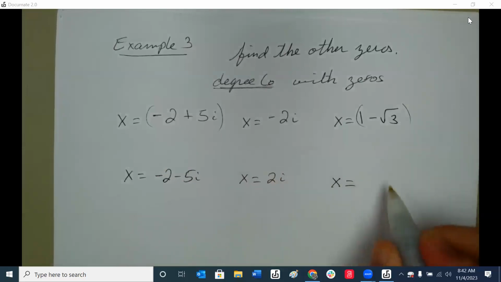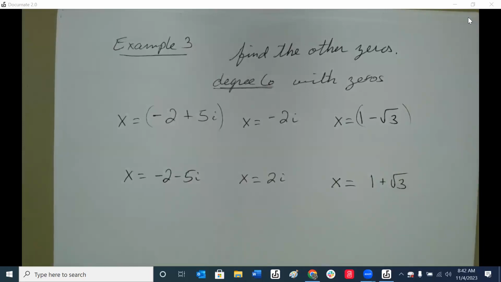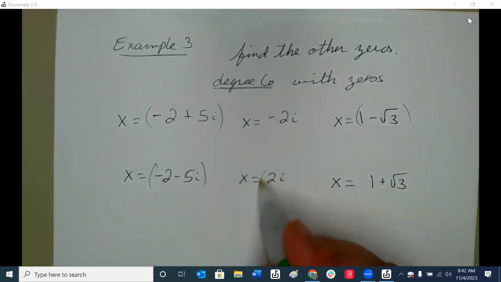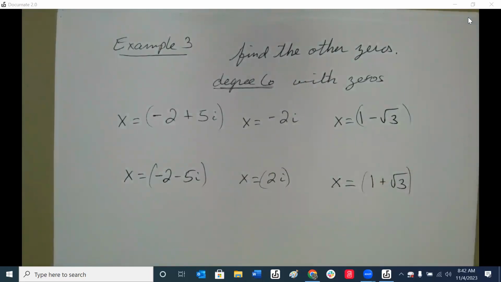Positive 2i. Very good. And the one assigned to the radical, 1 plus radical 3. Right, and those are the conjugate pairs. Those are your 6 intercepts.